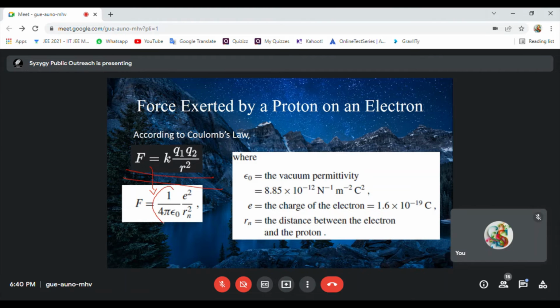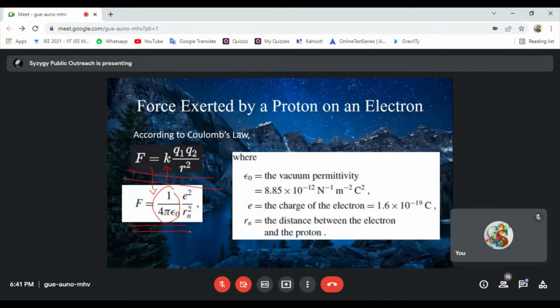This is the same K we were talking about, the Coulomb constant, and q1 and q2 are the charges of an electron and a proton. We are considering it as e square here because the charge on a proton and an electron has the same magnitude, though with different signs. So we can consider it as e square, or the square of the charge on an electron. And Rn square is the distance of that electron from the nucleus, or from the proton. So this is our equation for our electron.